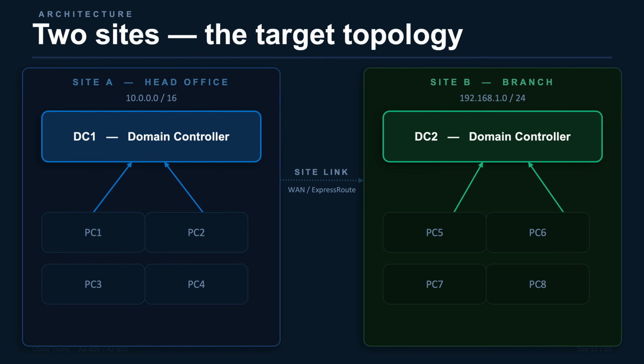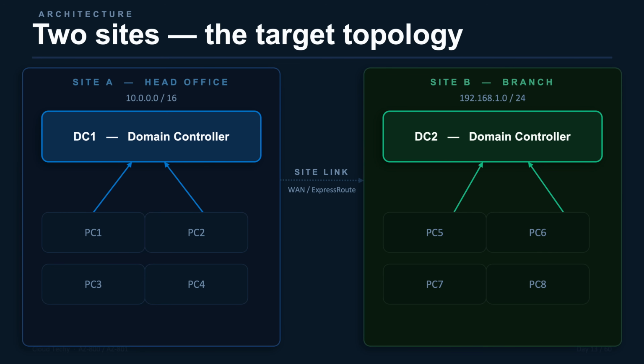This is what we are building towards. Two sites, each with a domain controller, each serving its local clients. On the left, site A represents the head office. The subnet 10.0.0.0/16 is mapped to this site. DC1 lives here. When any client in that subnet logs in, the directory routes the authentication request to DC1. Local and efficient.